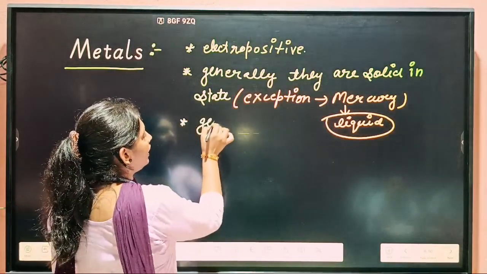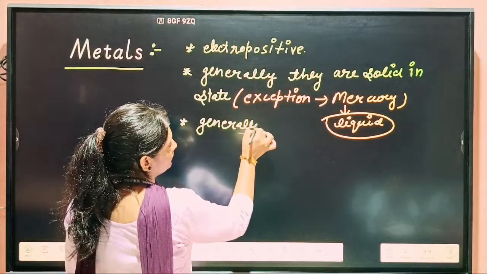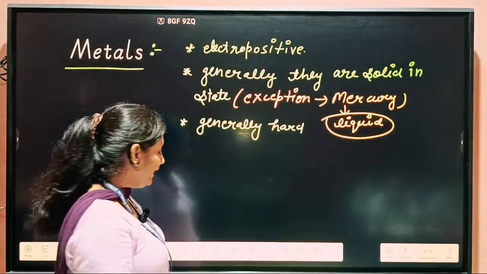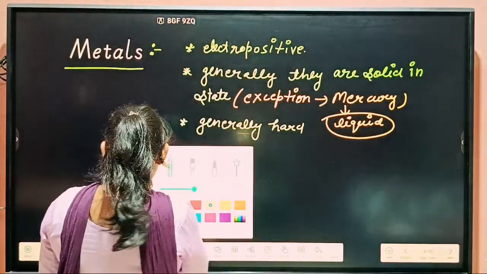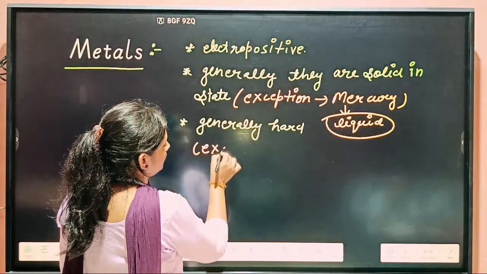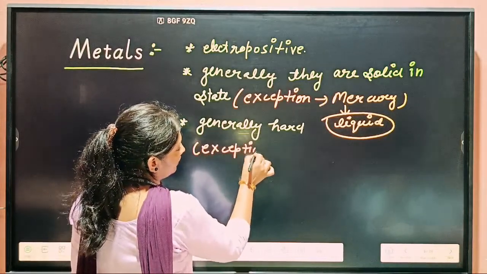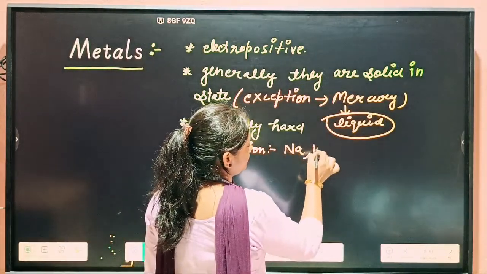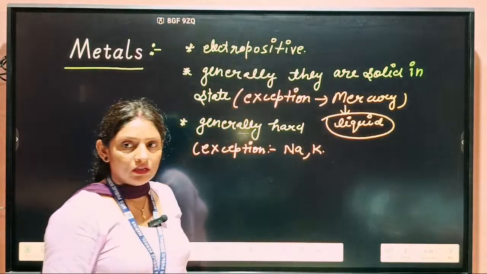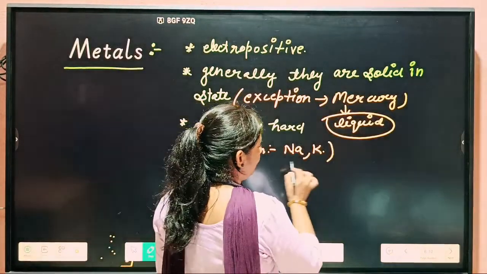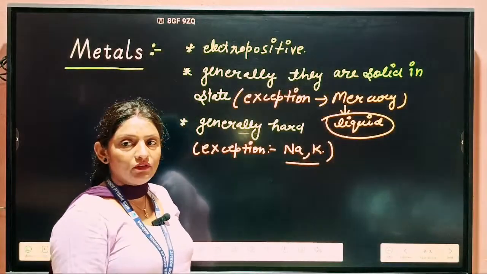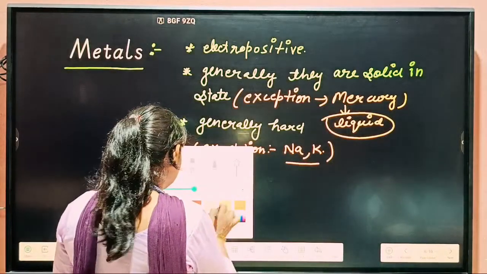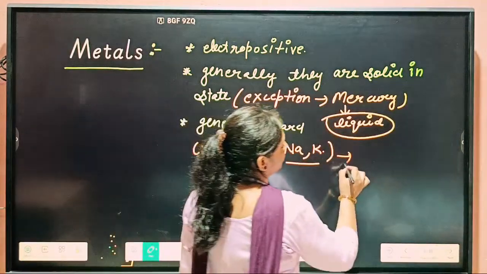Metals are generally hard. But again there is an exception: sodium and potassium. These are metals which are very soft. Even they can be cut very easily with a knife.